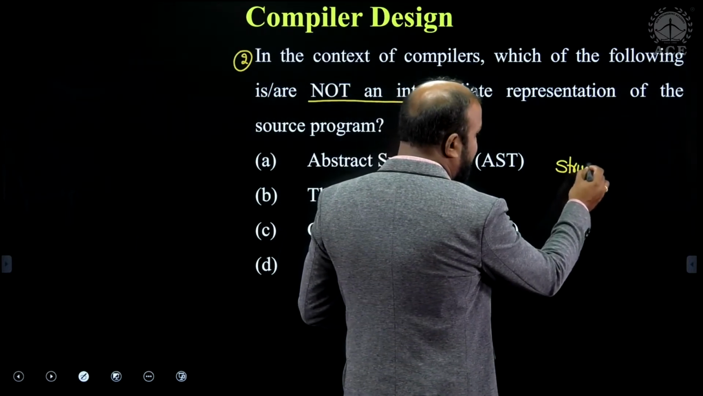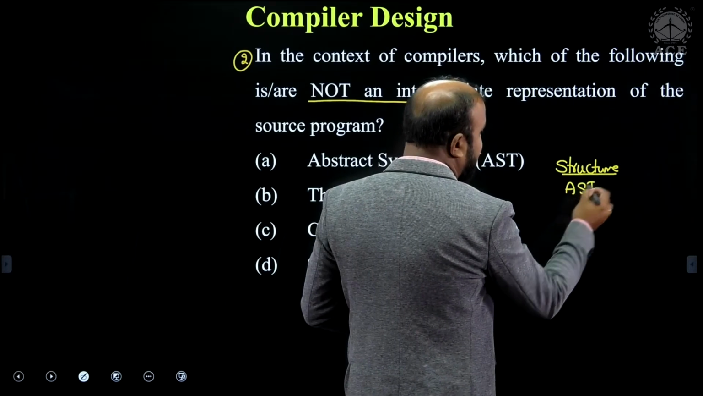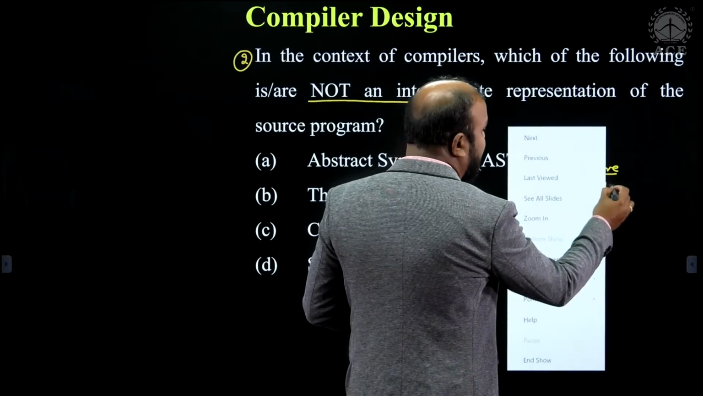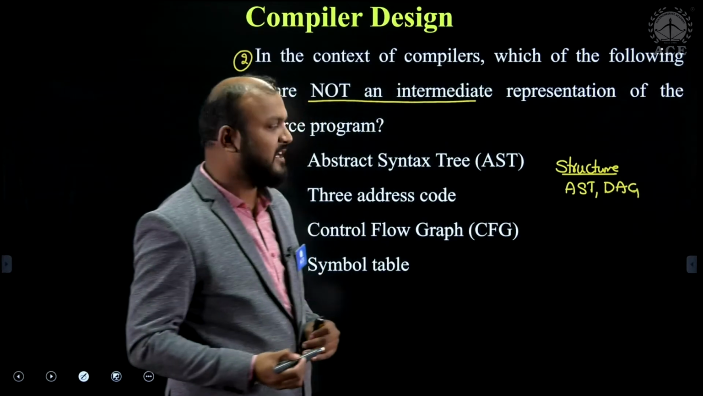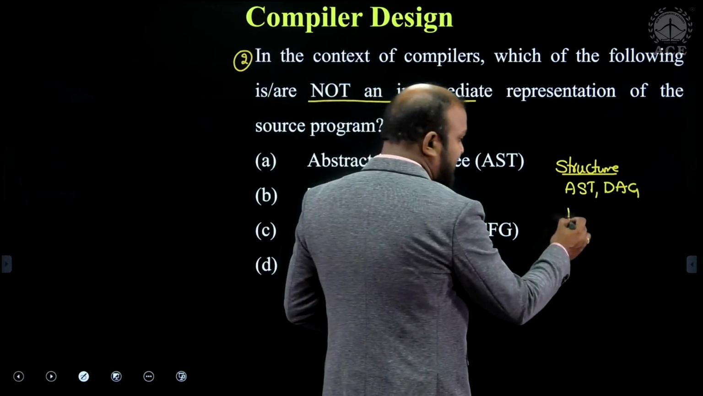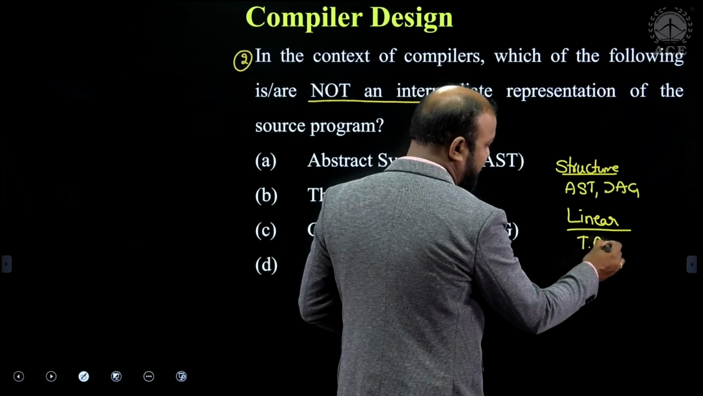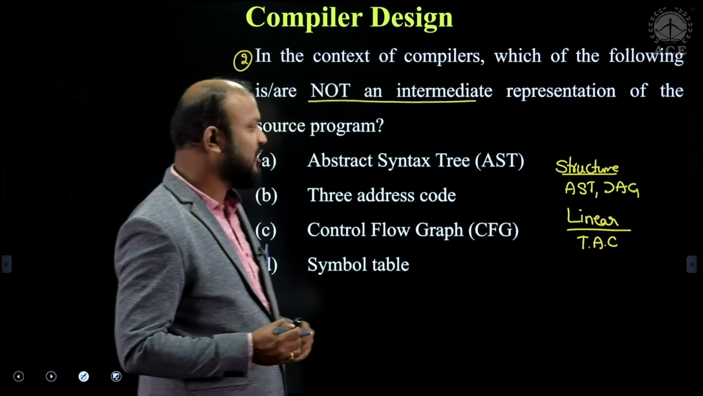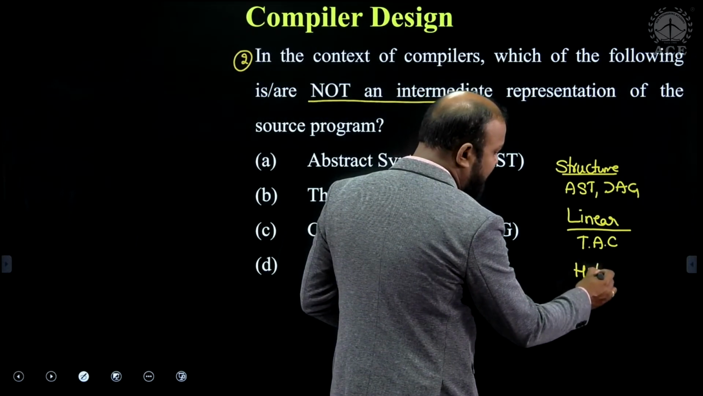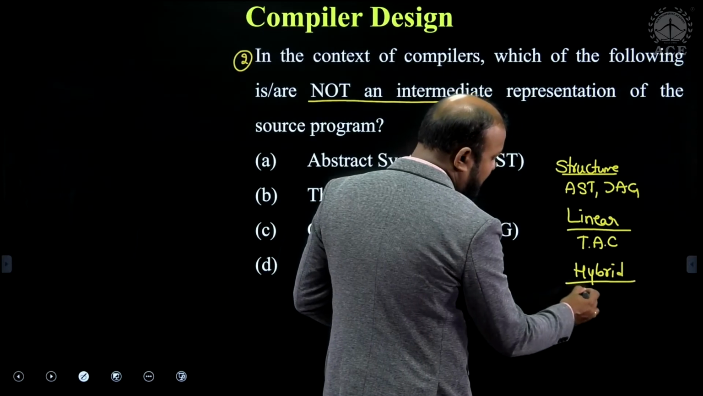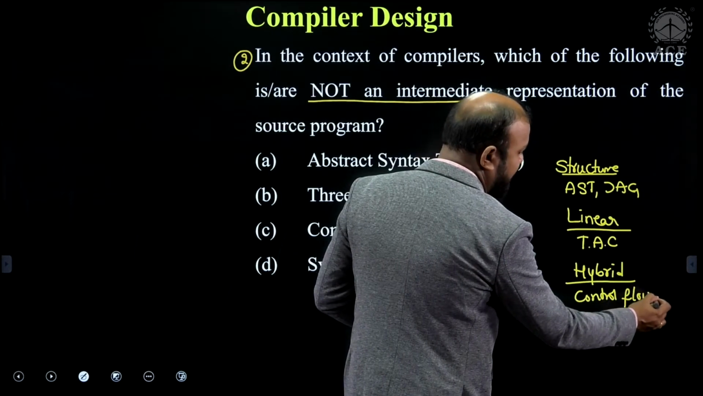In the structural intermediate representation, the abstract syntax tree and directed acyclic graphs are the examples of structural intermediate representation. In the linear intermediate representation, 3-address code will come. Means 3-address code is an example of linear intermediate representation. And the third type is hybrid intermediate representation. Control flow graphs are the examples of hybrid intermediate representations.